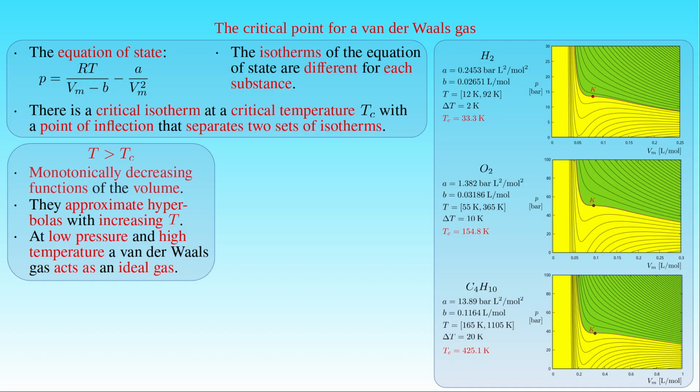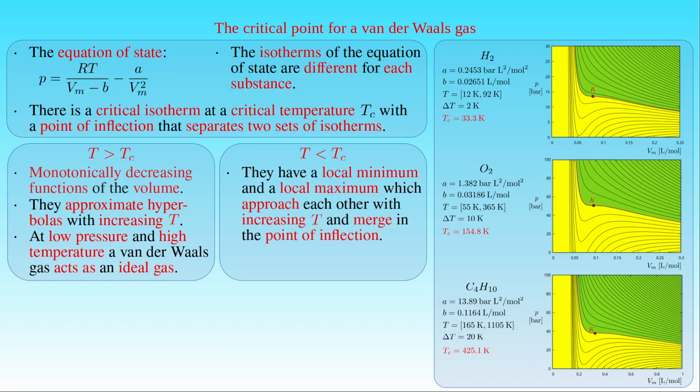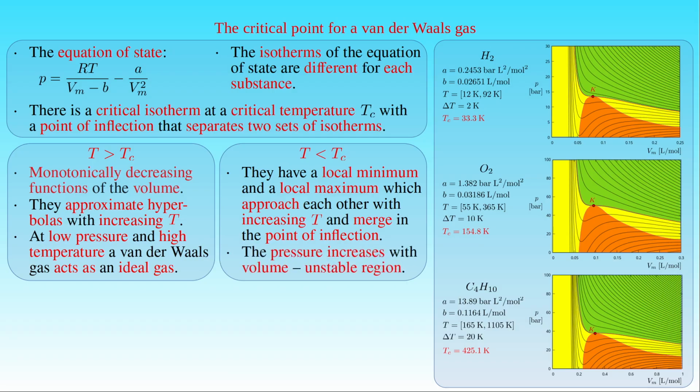The second set of isotherms running in the yellow region belong to temperatures lower than the critical temperature Tc of the gas. These isotherms have a local minimum and a local maximum which approach each other with increasing temperature, and merge in the point of inflection that is in the critical point K at the critical temperature. As a result, the isotherms monotonically increase in the region between their local minimum and maximum, depicted by the orange areas in the diagrams.